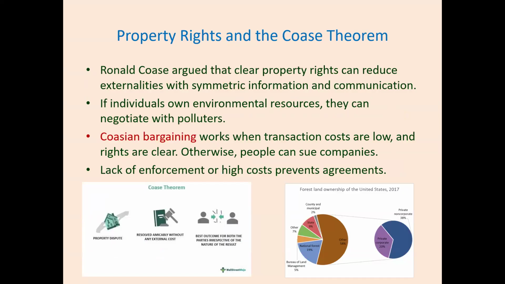Now, in order to reduce emission, it's important to have well-defined property right. In fact, there's an economist by the name of Ronald Coase who argued that if you had clear property right, you can reduce or even eliminate many of these externalities. However, this required several things, including symmetric information, which means that both the people who emit or create the externality and the people who suffer from the externality understand the costs and benefits.